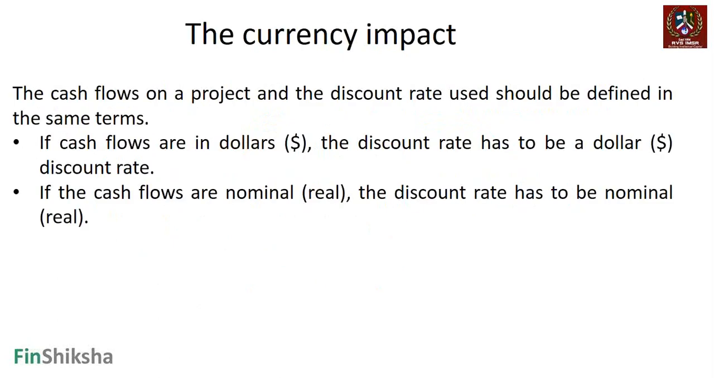We also have to assume the currency impact. The cash flows on a project and the discount rate used should be defined in the same terms, which is if the cash flows are in dollars, the discount rate has to be the dollar discount rate essentially. If the cash flows are in rupees, the discount rate has to be the rupee discount rate, correct? That's something that we have to be very, very clear about. If the cash flows are nominal or real, the discount rate also has to be logically nominal or real in that context, right? That's the broad spectrum of the currency impact.